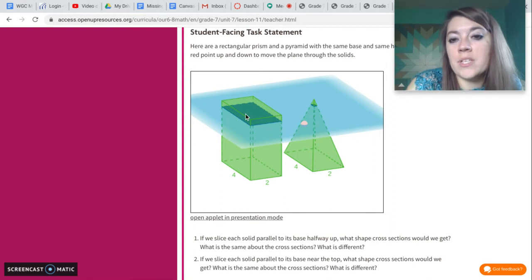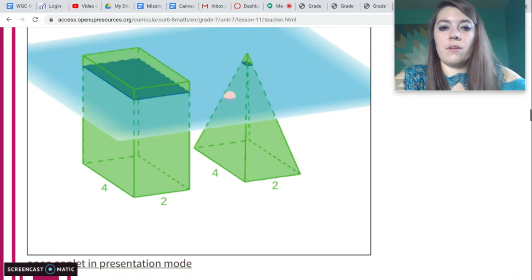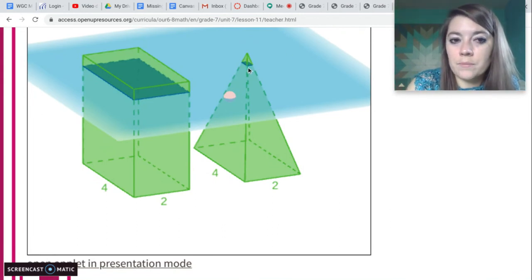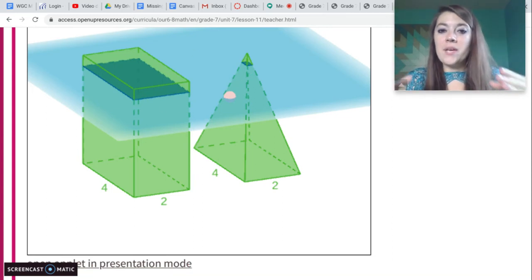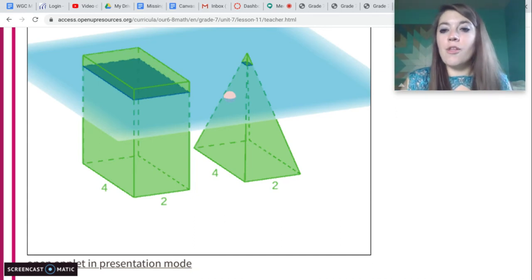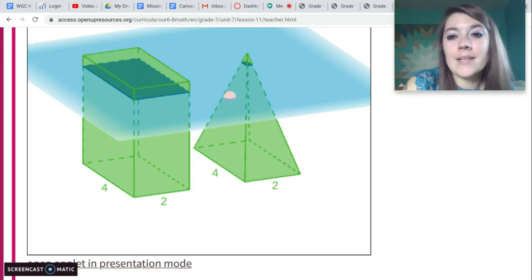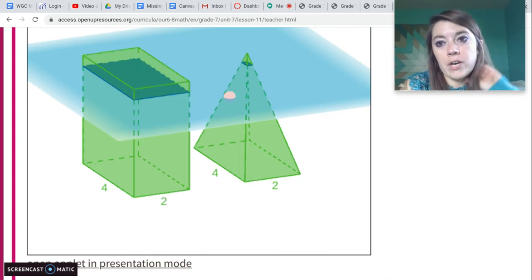In the rectangular prism, we still have a rectangle. What do we have in the pyramid? I know it's really small, but we do still have a very small rectangle. So once again, they're both rectangles, but in the pyramid, they got smaller. So the closer to the top that we go in the pyramid, the smaller the rectangle is going to be in comparison to its base. In a rectangular prism, it's going to stay the exact same size for all the different cross sections.